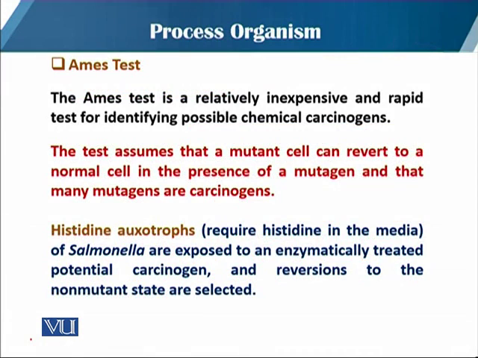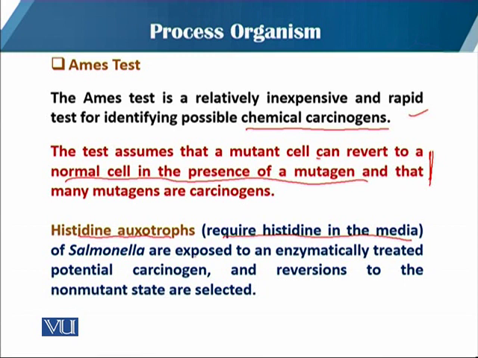The Ames test is a relatively inexpensive and rapid test for identifying possible chemical carcinogens. This test assumes that mutant cells can revert to normal cells in the presence of mutagens, and that many mutagens are carcinogens. So if we add a carcinogenic agent into the medium, it assumes that the mutant cell will revert back to the normal cell. Histidine auxotrophs of Salmonella, which require histidine in the medium, are exposed to an enzymatically treated potential carcinogen, and the reversions to the non-mutant state are selected.